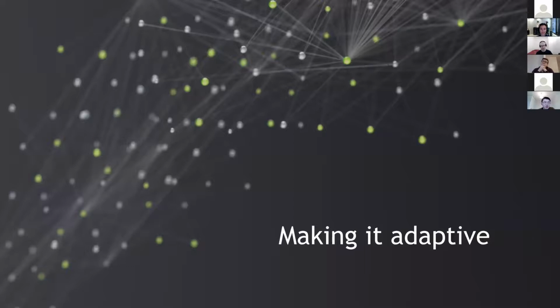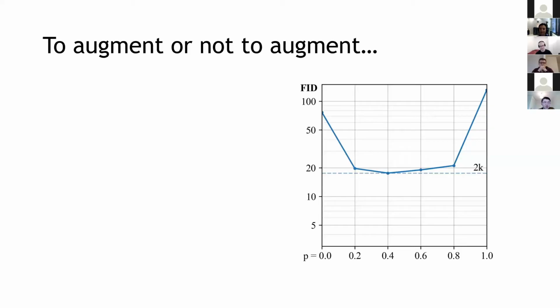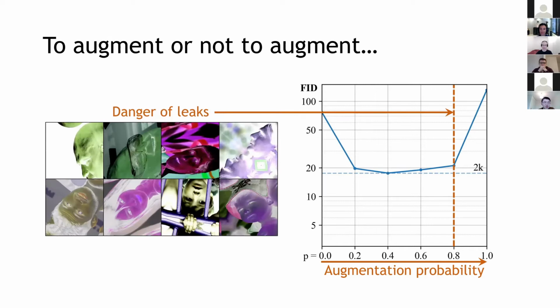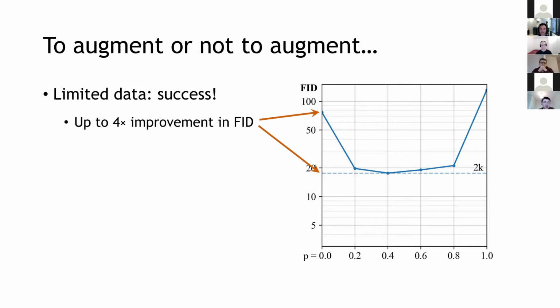There's one question remaining. Which value of p should we actually choose to use then? Here's another experiment. Again, the dots represent individual training runs, and the x-axis is our augmentation probability. Zero means no augmentation. 0.4 is already pretty heavy augmentation. And at 0.8, we run the danger of introducing leaks. We can see that with a small training set, the augmentations are hugely successful. We get up to 4x improvement in FID.